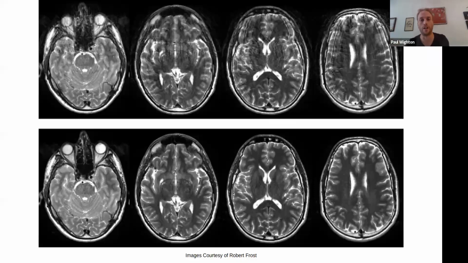Here's a slide up front of what we're trying to accomplish. Essentially what we want to do is take acquisitions that without any sort of motion correction might look like the top row here, and make them a lot crisper and clearer, like the bottom row here, making them diagnostic quality.